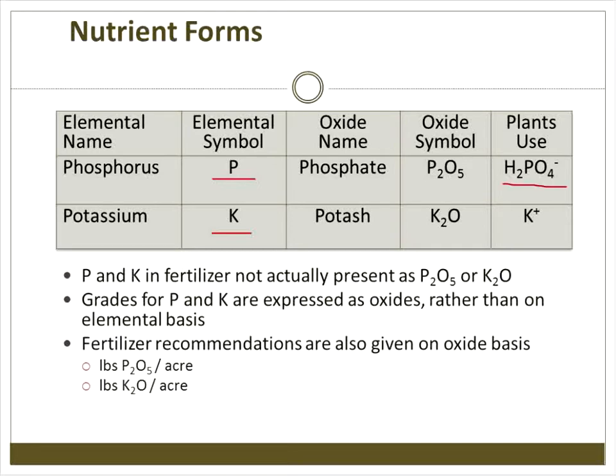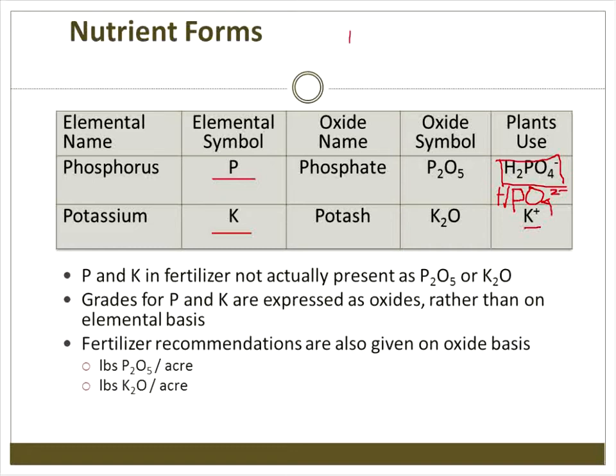It uses H2PO4, or it can use, let's see if I can write this, HPO4 2-. So HPO4 2-. It uses that one as well. But primarily it prefers H2PO4 minus. Now potassium uses K+. Now when you go out and buy a bag of fertilizer, and we'll talk about this when we get to fertilizer sources once you get on site at the training session.